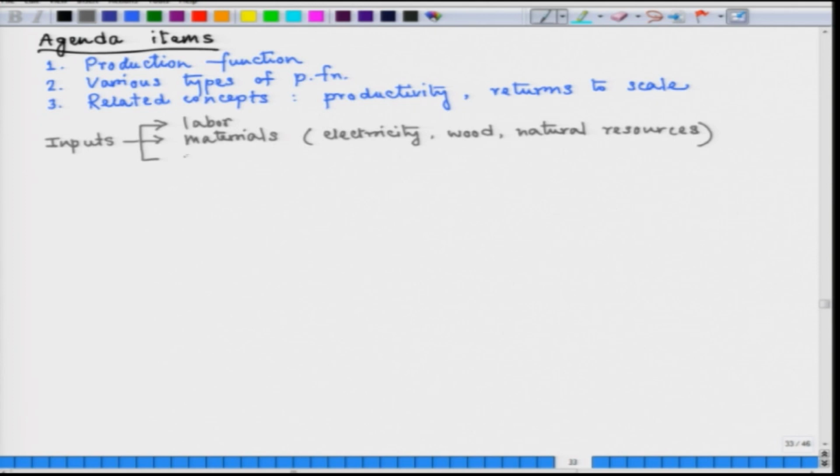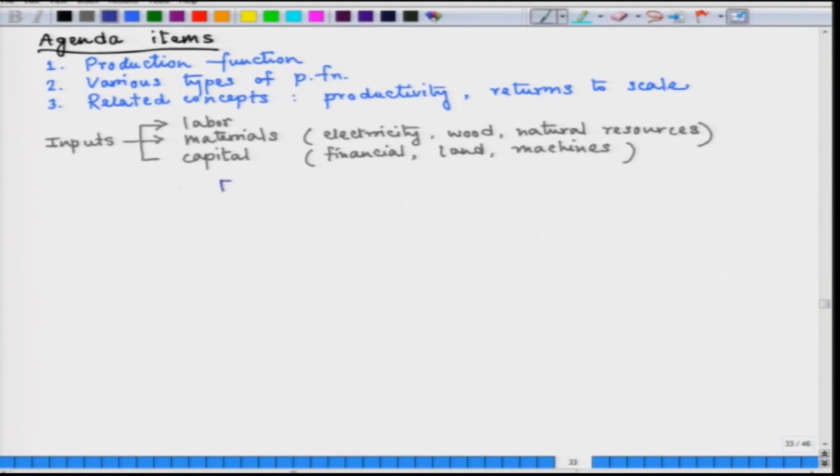Then a third type of input is called capital, and here capital could be again of various types. One can think about financial capital like money as a resource, or there can be physical forms of capital as well like land, machines, etc.